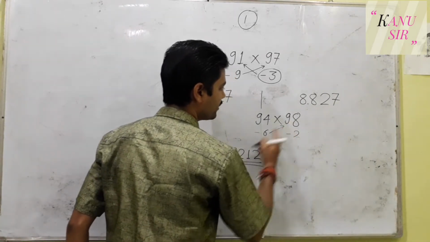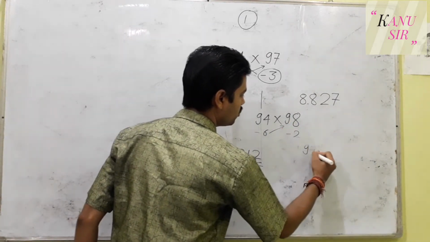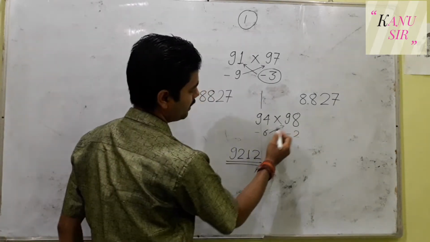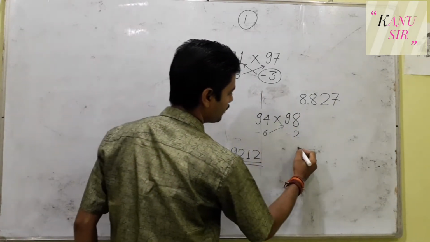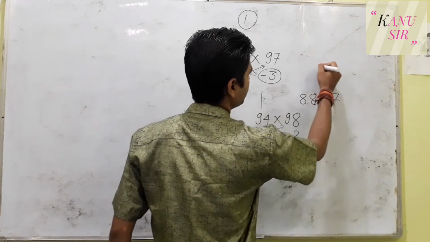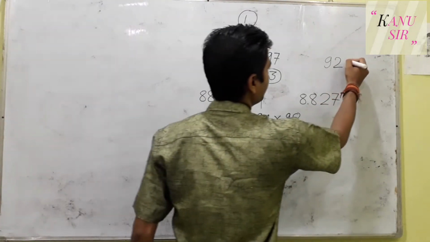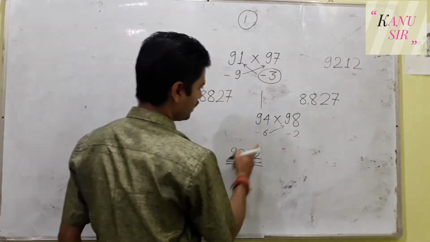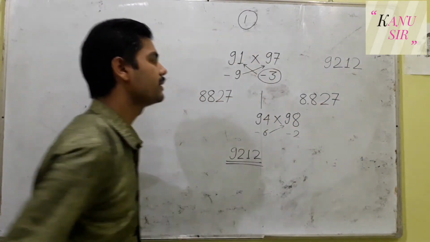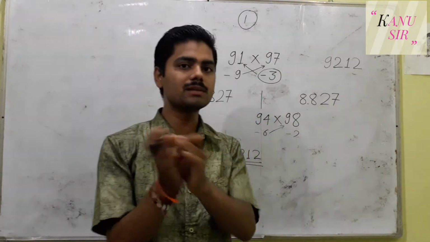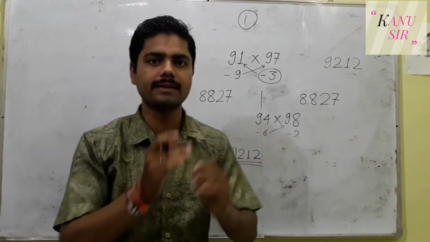If you are still confused, let us go to the other way. By subtracting 6 from 98, you will get 92, and 6 times 2 is 12. So again, 98 minus 6 gives 92, and 6 times 2 gives 12. So the product of 94 times 98 is 9212. This is one type of process for multiplying numbers less than 100, around the 90s.